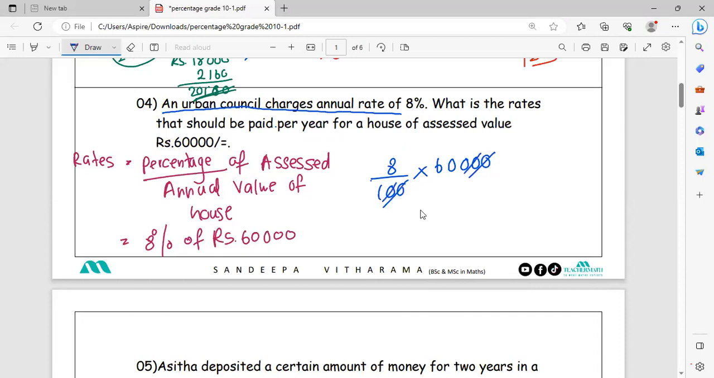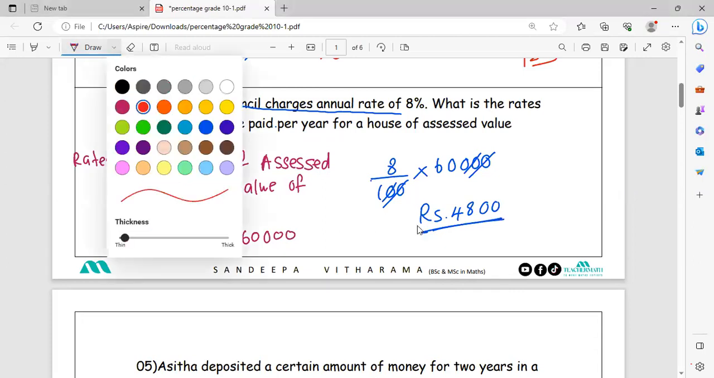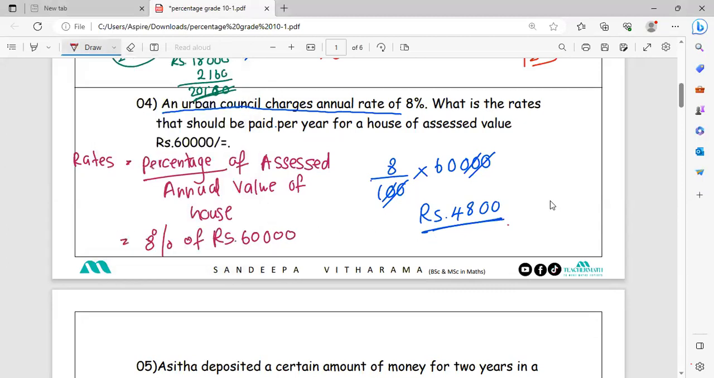Then answer is 48,000. Sorry, 4,800. Please don't forget to include the units, rupees. Okay, this is a currency. Then 1 mark for the answer, 1 mark for the calculation, altogether 2 marks. These are important.